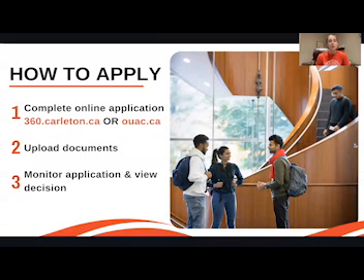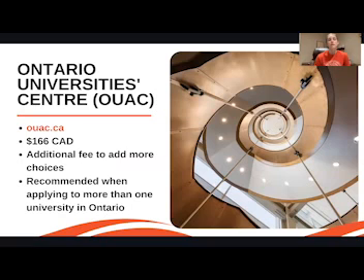Now, you may be wondering how to apply, or maybe you've even started the application process, but I just want to let you know about the 2 different ways that you can apply to Carleton. The first one is by completing an application through Carleton 360. And the second way is through the Ontario Universities' Application Centre, or OUAC. Once you choose how you're going to apply, you'll be able to upload your documents and then monitor your application and view your decision. Now, if you're applying to more than one university in Ontario, then I recommend using the Ontario Universities' Application Centre, or OUAC, to do your application.